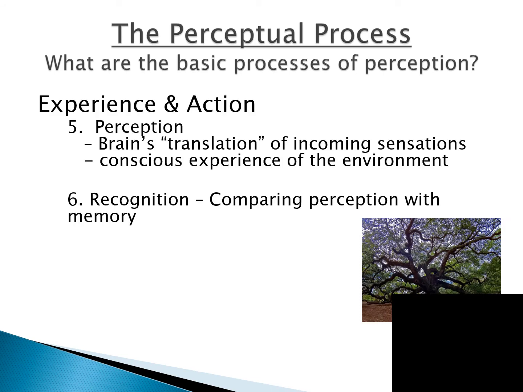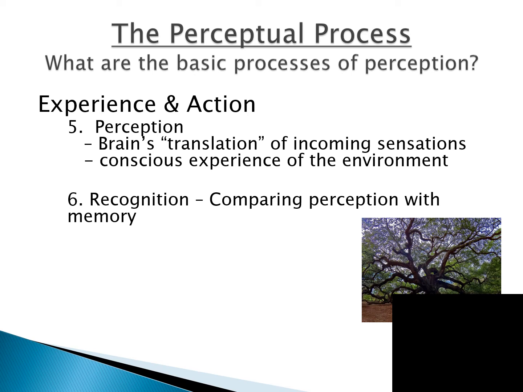Okay, so we've gone through the first 4 steps, and I've added in a slide where I have all 7 steps, so I'm going to go through these again briefly. But the distal stimulus, the proximal stimulus, the sensory receptors, so the receptor processes, and then also neural processing. Okay, and step 5 is perception. And this is where we get to our experience and action part of the perceptual process.